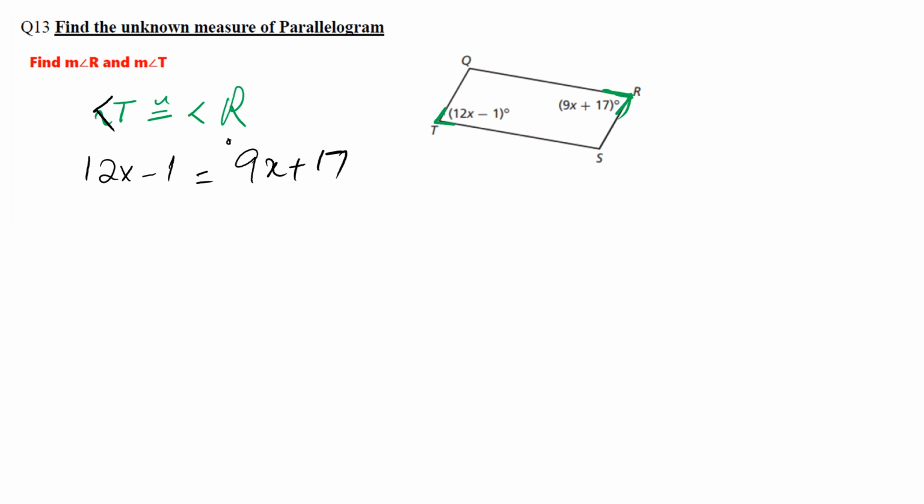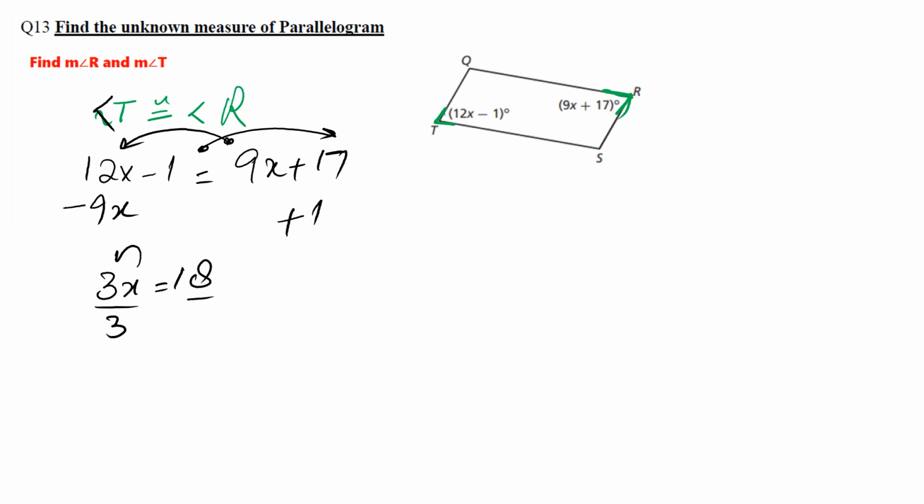Now to solve for x, bring all the x on the left-hand side. So plus 9x goes to the other side and becomes negative 9x. Bring the numbers to the right side. So negative 1 goes to the right side and gives you positive 1. 12 minus 9 is 3x. 17 plus 1 is 18. Divide both sides by 3, because the number 3 is multiplying with the x. To get rid of this, x equals 18 divided by 3, which is 6.